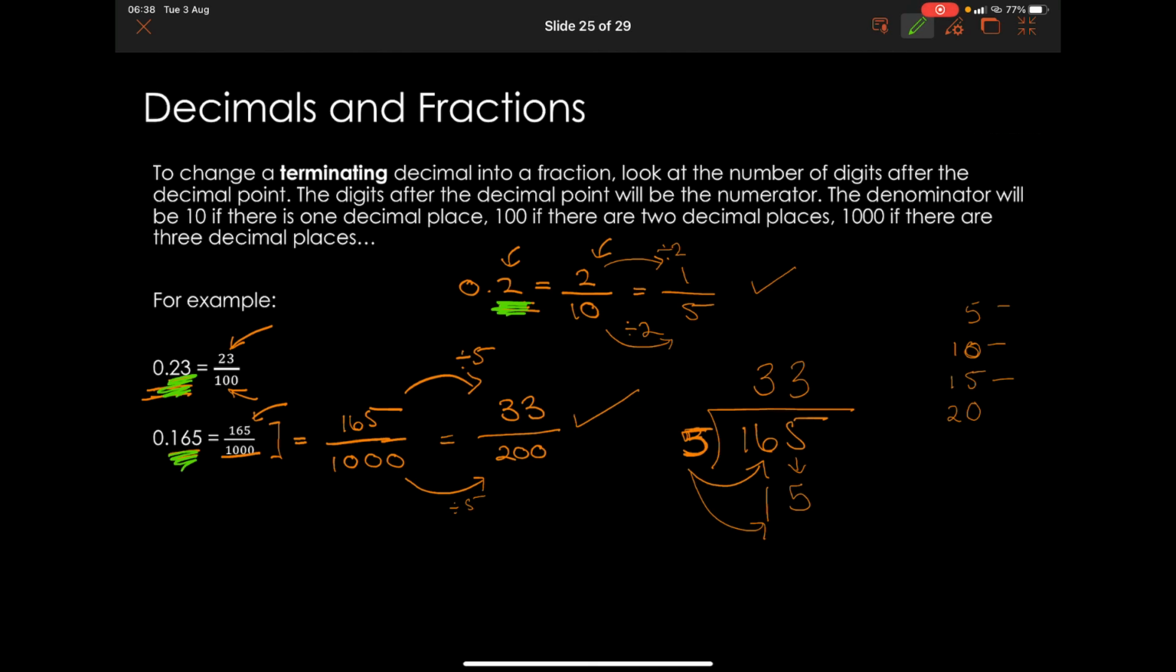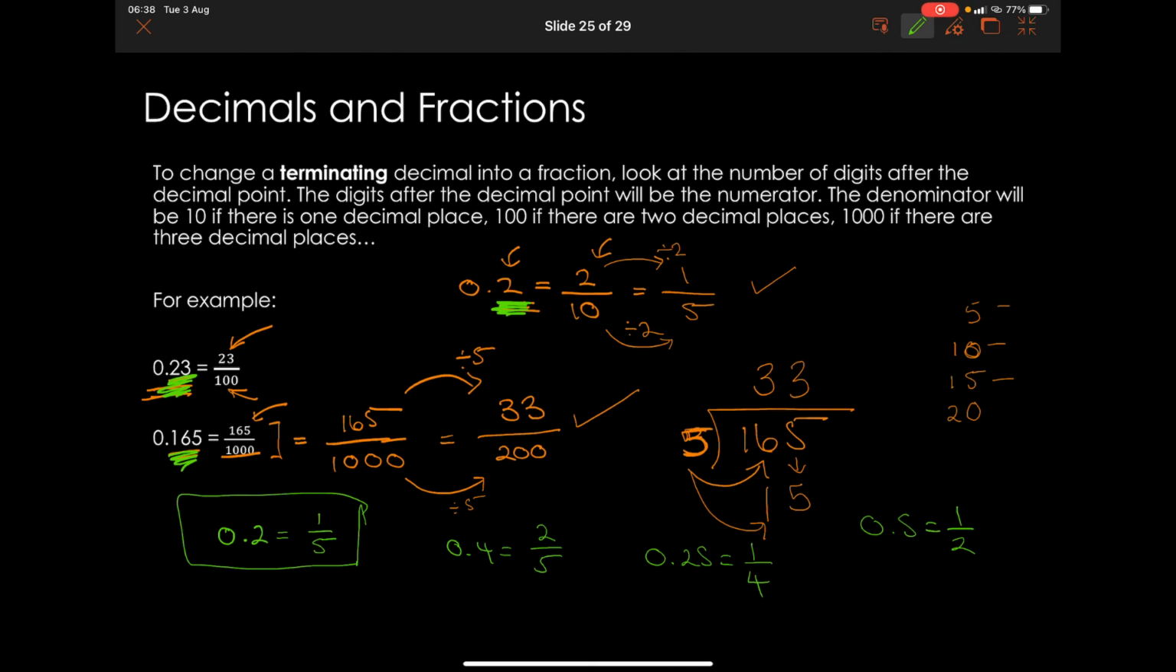But then you must simplify. You must cancel down. If you had 0.2, you should know that that's 1/5 anyway. You need to learn that. If you got 0.4, you should know that that's 2/5 anyway. If you got 0.25, you should know that's a quarter anyway. If you got 0.5, you should know that's a half. You must learn those ones that I put on the previous page.